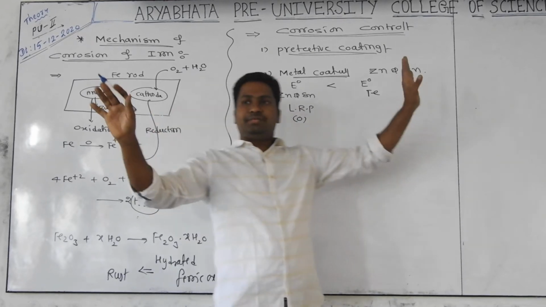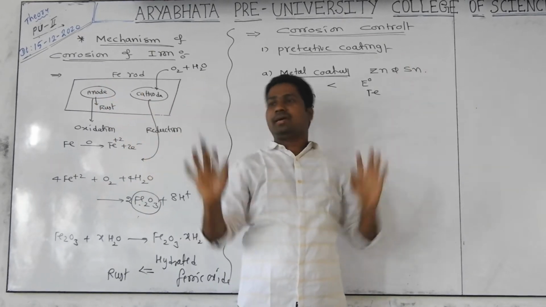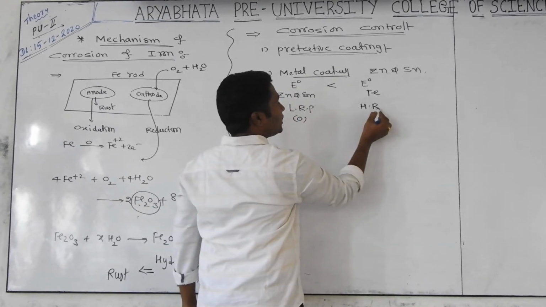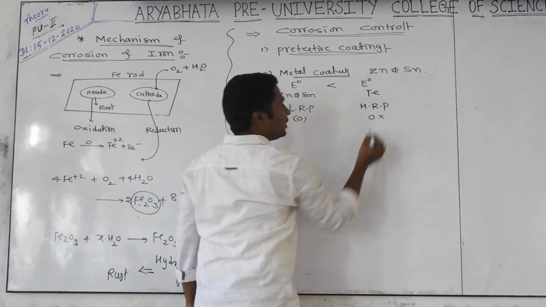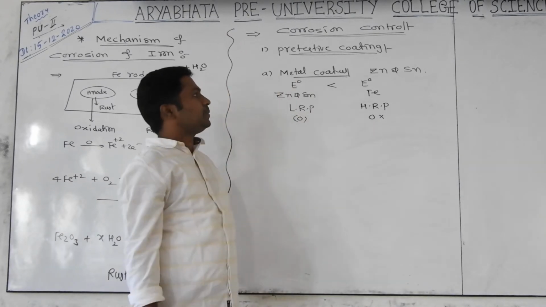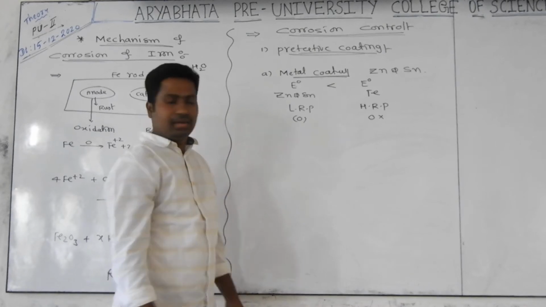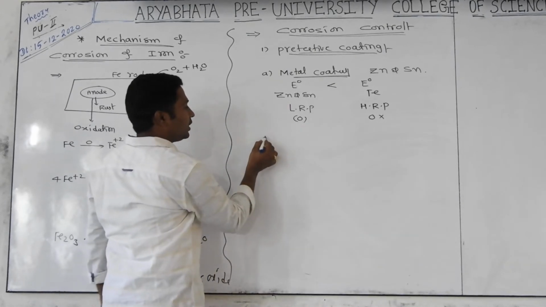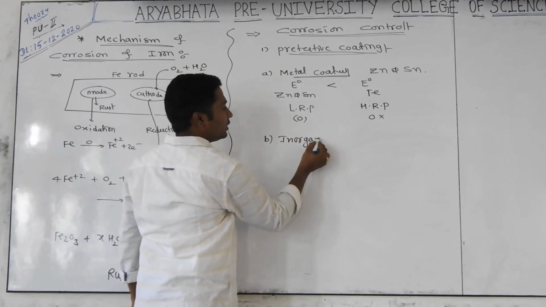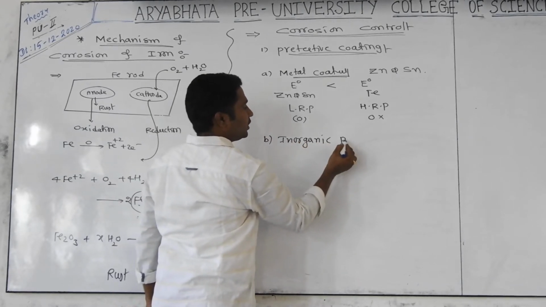Means they are in the safe zone. They stay as Fe only. So with relatively high reduction potential, there is no chance for oxidation and no damage to the metal, by giving a coating with special metals like zinc and tin. And I want to give some other coatings we are doing: inorganic coatings, or painting.